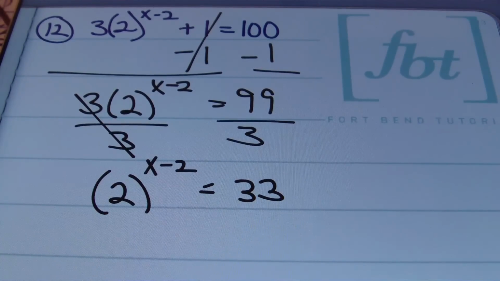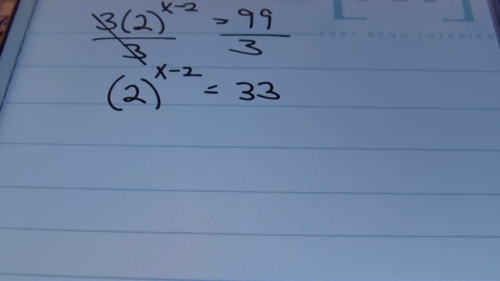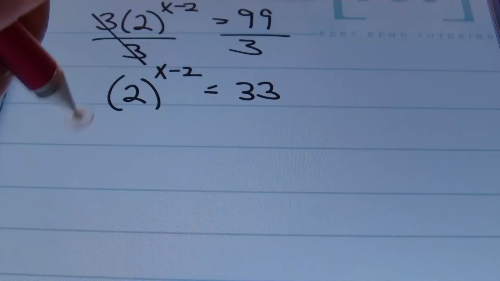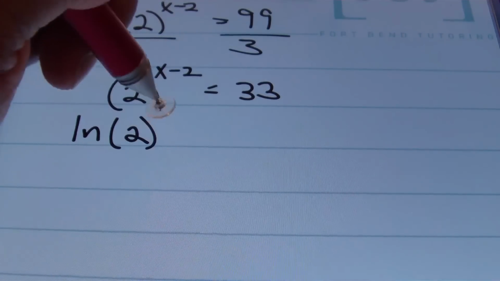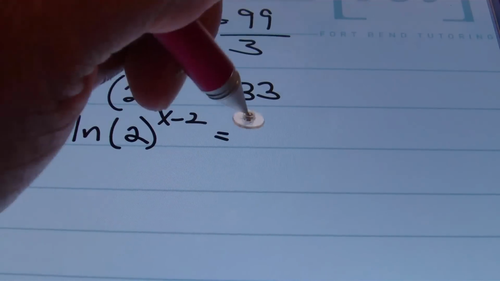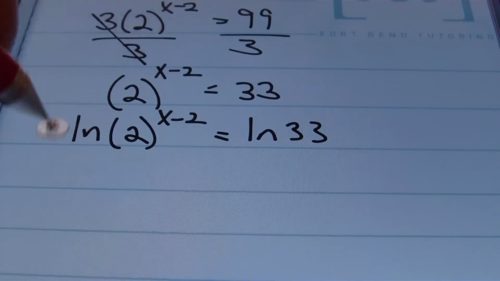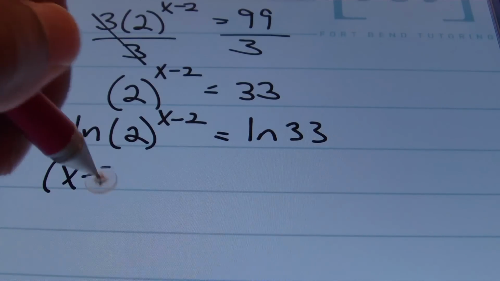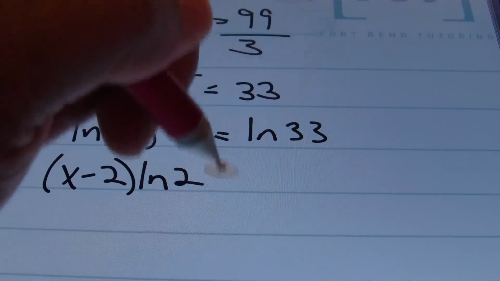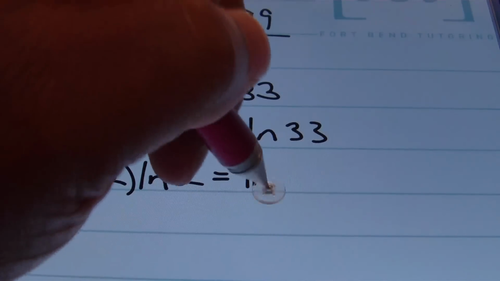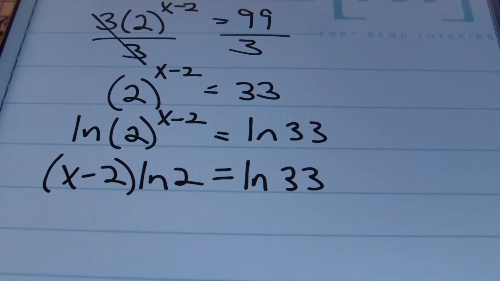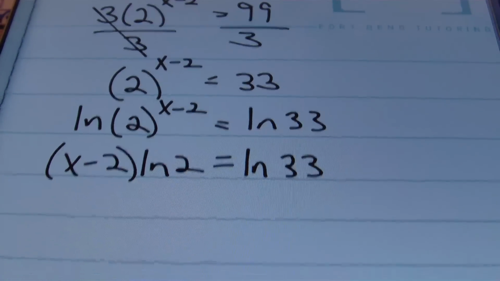From this point, we can use our natural logs or logarithm properties in order to solve for x. What I'll do, because I'm lazy, is use the natural log. Okay, so I'm going to have the natural log of 2 raised to the x minus 2 equals the natural log of 33. At this point, my exponent can become my coefficient. So I'll rewrite this as the quantity of x minus 2 times the natural log of 2 equals the natural log of 33.